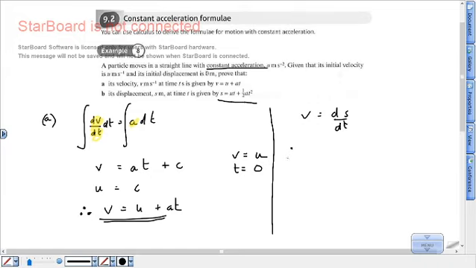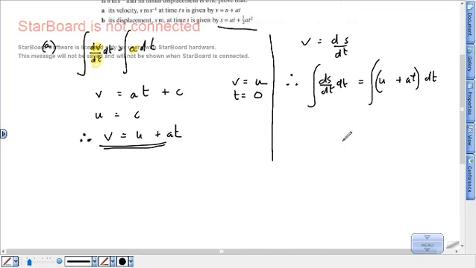Okay, so therefore you will end up with ds by dt is equal to u plus at. And again, you're going to integrate both sides with respect to t. Okay, with respect to t. So all of that is going to be integrated with respect to t. So you're going to end up with integrating this with respect to t gives you s is equal to, that becomes ut, and that becomes at squared divided by the new power, which is 2, so it is a half at squared.